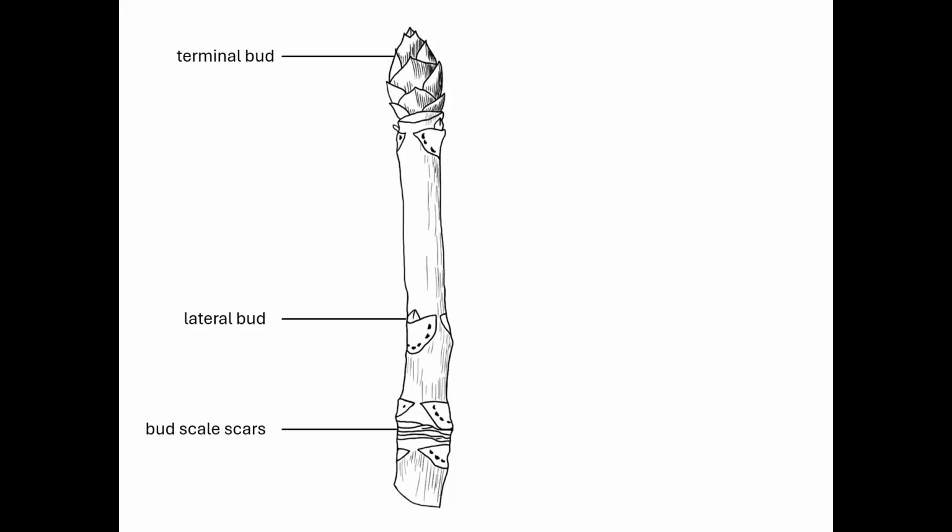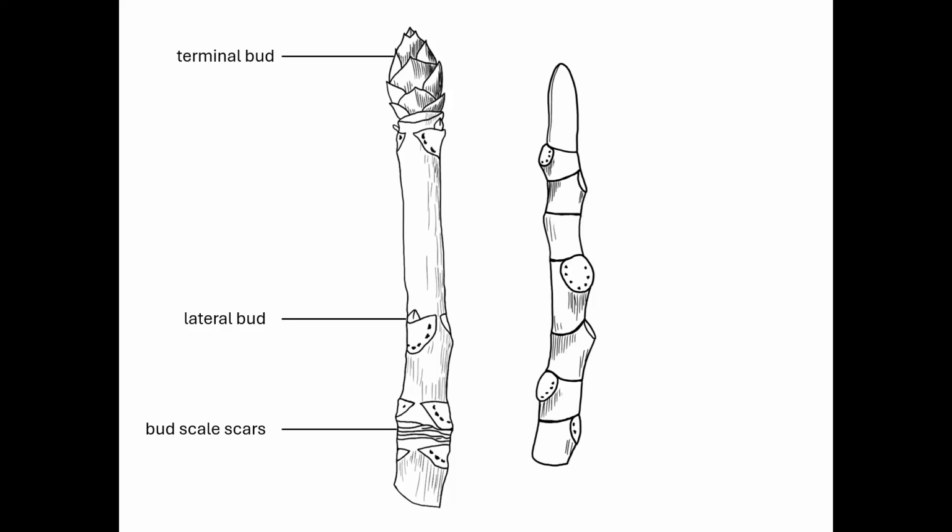One final scar to talk about. Here we have another twig diagram, and we have a terminal bud at the top. It's a strange shaped terminal bud, but a terminal bud it is. And we have our leaf scars and our bundle scars inside our leaf scars. Then we have these weird circular rings that seem to be coming off the leaf scars. These are what we call stipule scars.